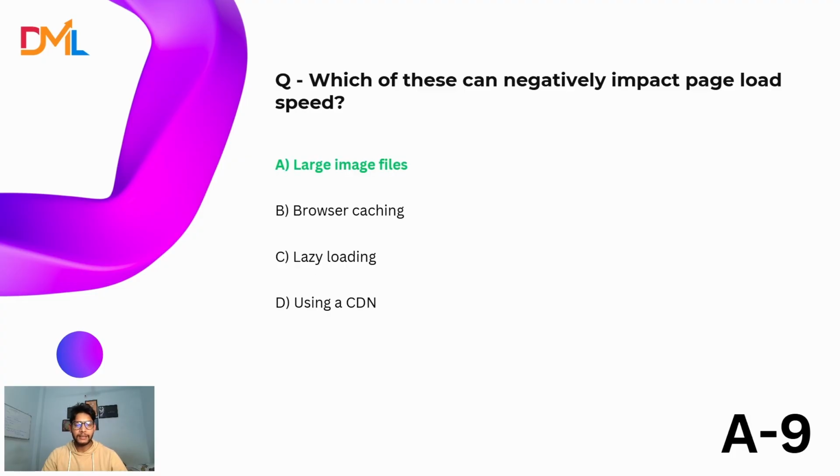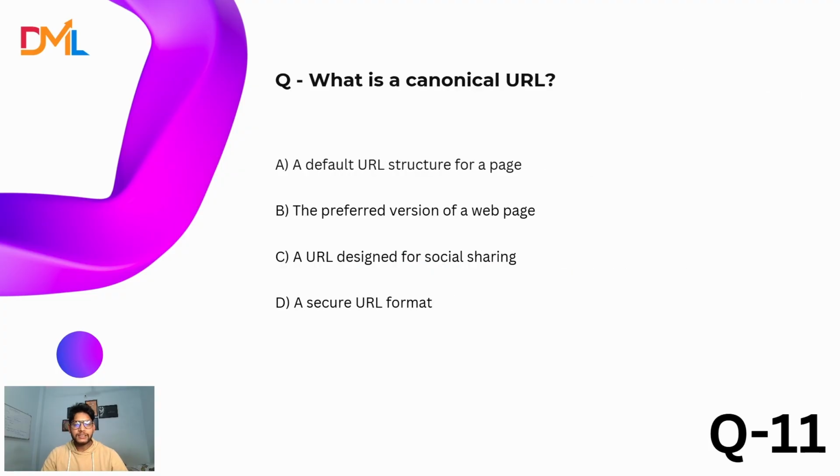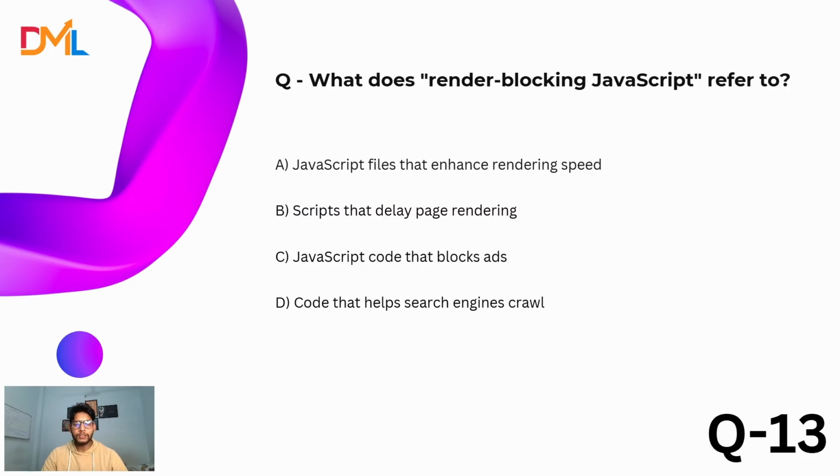Large image file. What is structured data and why is it important? Data that helps search engine understand your content better. What is a canonical URL? The preferred version of a web page. Which of the following is not a technical SEO factor? Content quality. What does a render blocking JavaScript refer to? Script that delay page rendering.